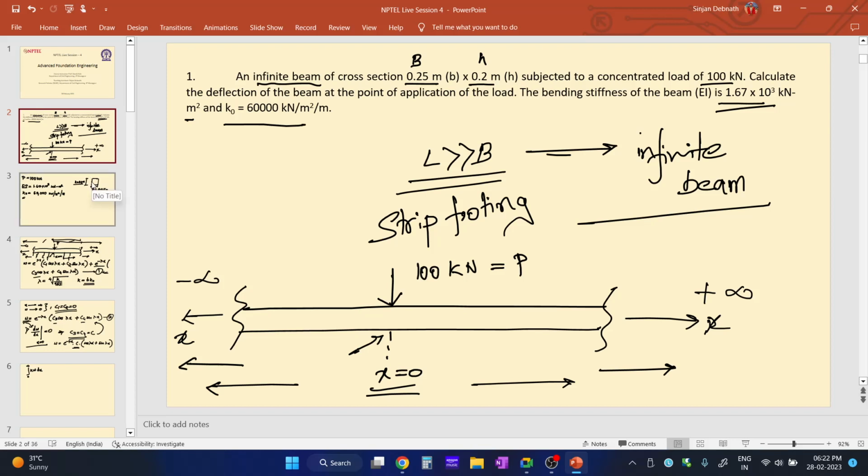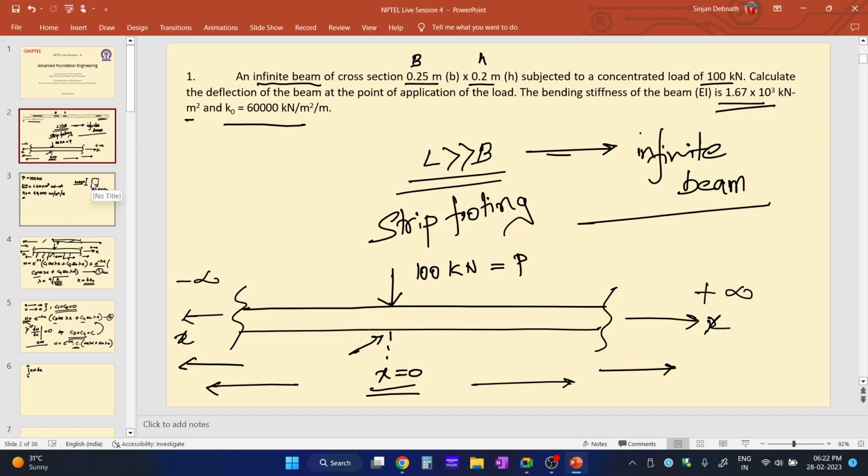So first, let us look at the question. An infinite beam of cross section 0.25 meter by 0.2 meter is subjected to a concentrated load of 100 kilonewton. Calculate the deflection of the beam at the point of application of the load. The bending stiffness of the beam EI is equal to 1.67 into 10 to the power 3 kilonewton meter square, and K0 is 60,000 kilonewton per meter square per meter.